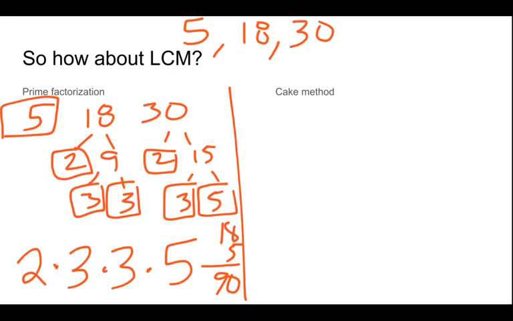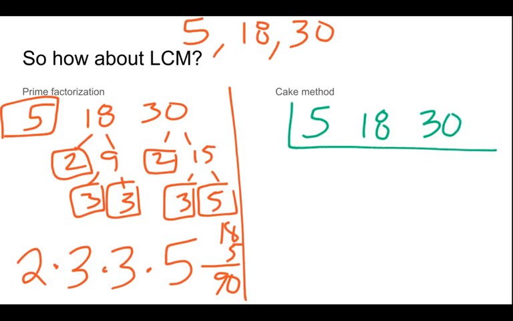Cake method gets a little bit more complicated when I'm finding LCM of 3 numbers. Because before with GCF, you were taking a factor out of all 3, so I would have to have a common factor between the 5, the 18, and the 30. But for LCM, that's not the case. You're looking between 2 numbers at a time. So for example, I can look between 18 and 30 and see that they share a 2. So I'm going to take that 2 out. And then I don't do anything with the 5 because I was just focused on the 18 and the 30. So 5 stays the same.